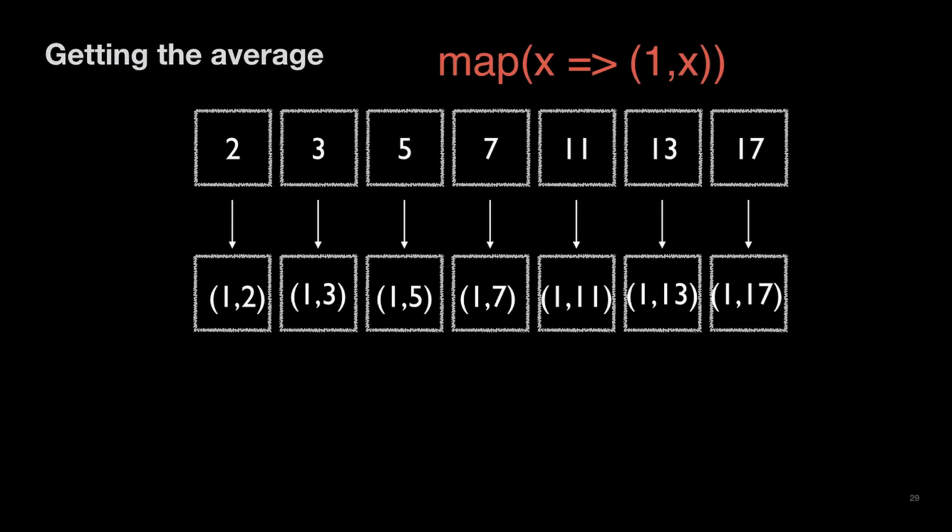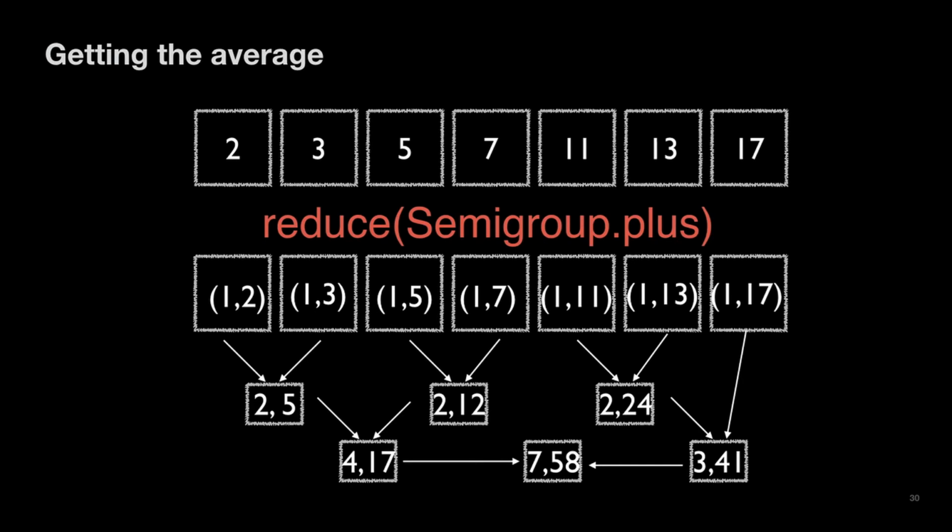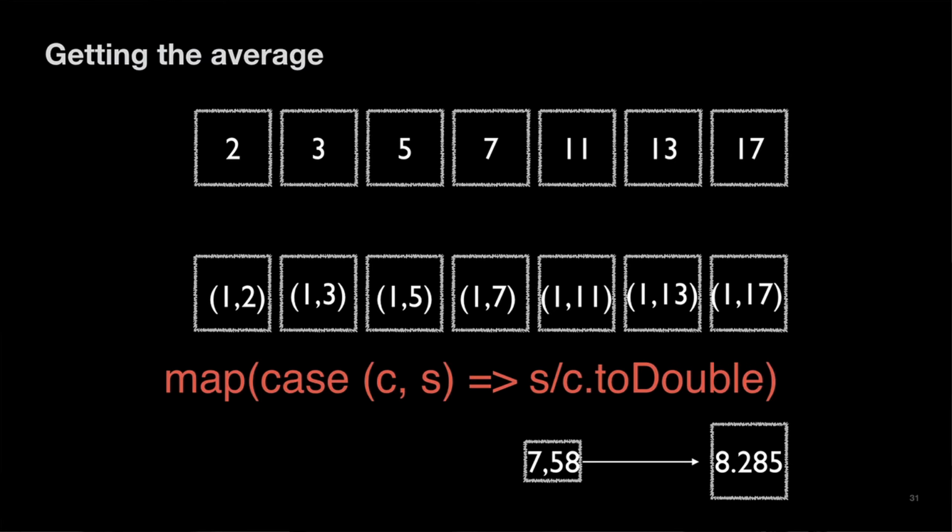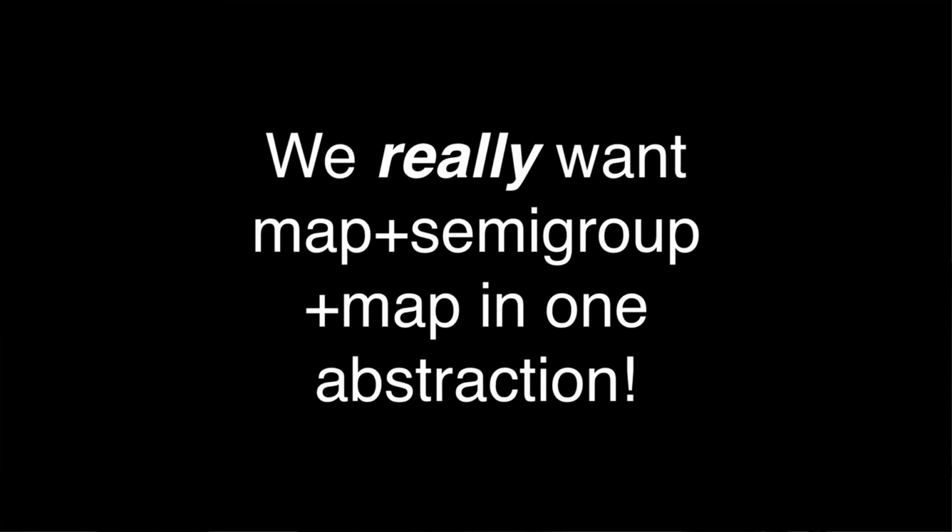So what if I want the average of these numbers, though? If I wanted the average in a naive way, I could maybe map each number to the count 1 plus itself, identity function. So 1 and 2, 1 and 3, 1 and 5, etc., right? Now I can reduce them all together using a pointwise addition, and I get 7 items, and the total sum is 58. But I'm still not at the average yet. I've got some weird tuple, and no one wants that tuple. They want the average, right? Ain't nobody got time for that. So at the end, I'm going to just divide, convert it to a double.